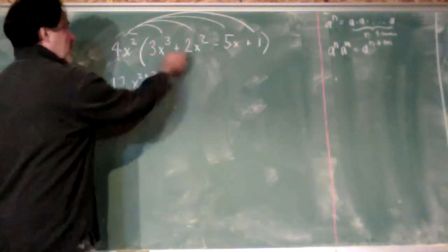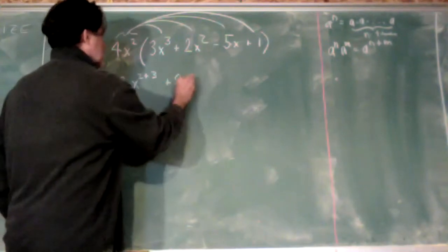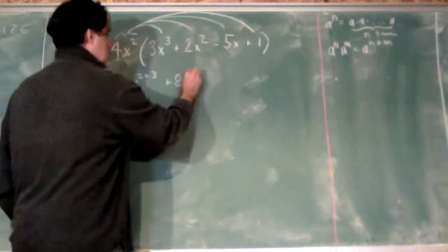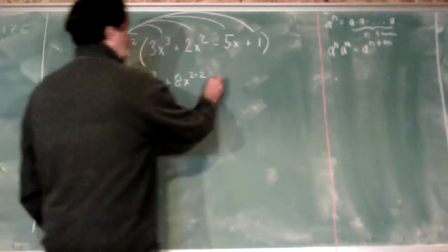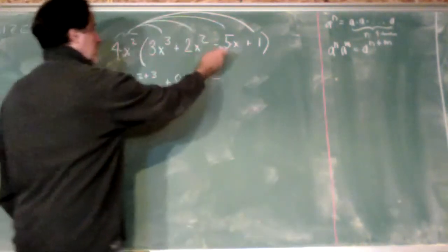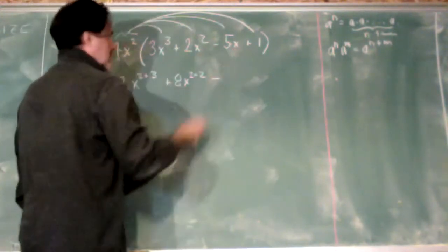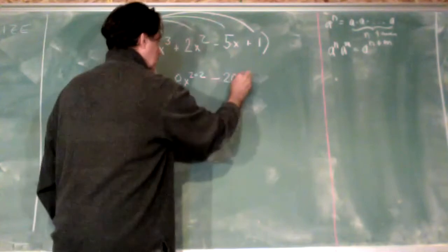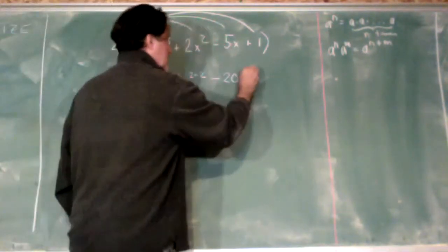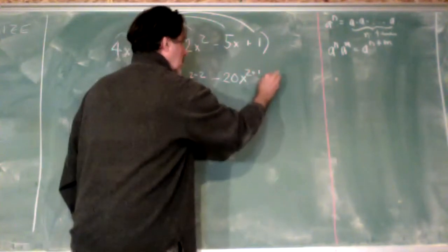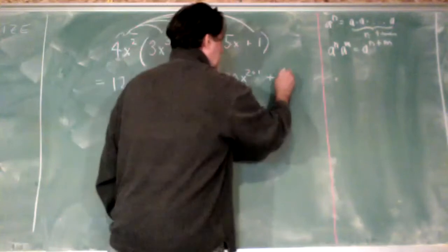Plus 4x squared times 2x squared is going to be 4 times 2 is 8 times x squared, which is the same as x to the 2 plus 2 power. Minus 4x squared times 5x gives us 20. X squared times x gives us x to the 2 plus 1. Plus 1 times 4x squared is just 4x squared.